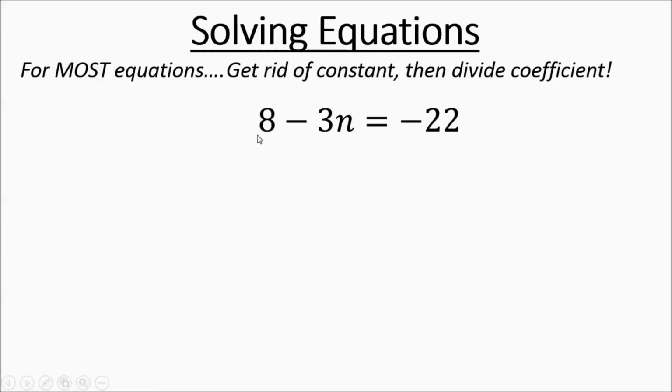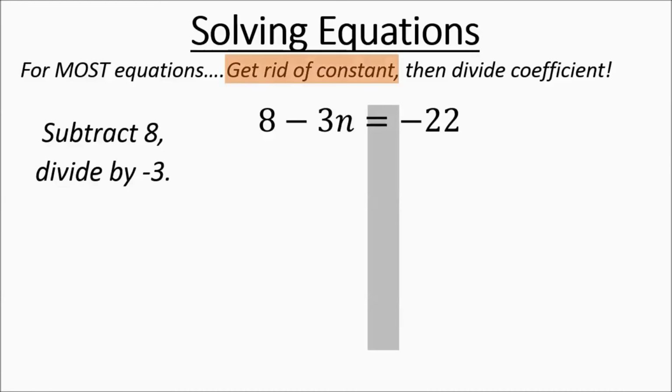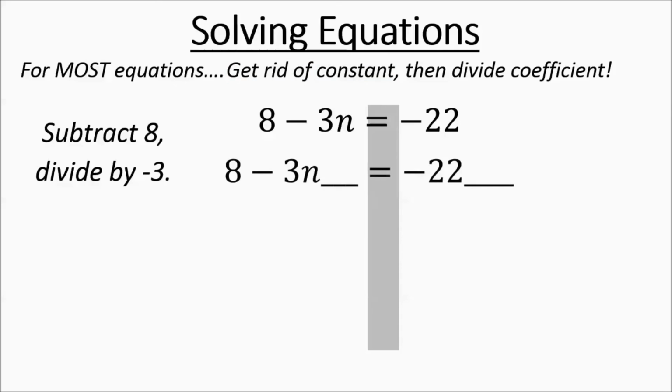You get rid of your constant, which was a positive 8, and then you'd get rid of your coefficient. So our plan of attack is going to be to subtract 8 and then divide by negative 3. Get rid of the constant. We're going to set it up with some space. I'm going to put a negative 8 on both sides. This 8 and this negative 8 are going to cancel out.